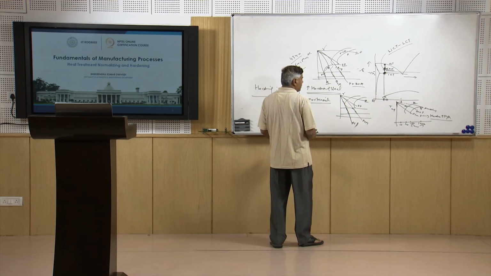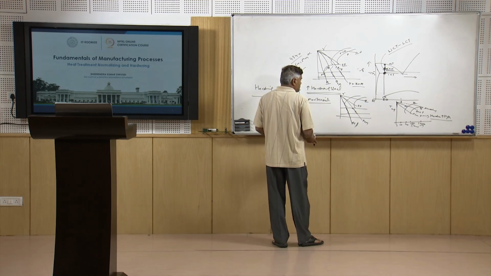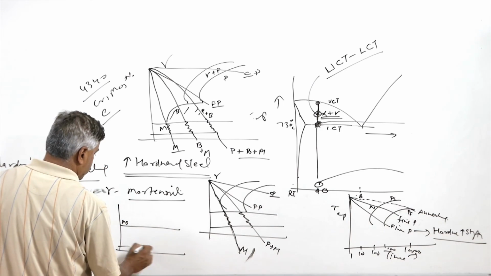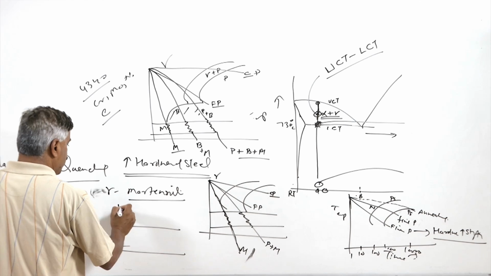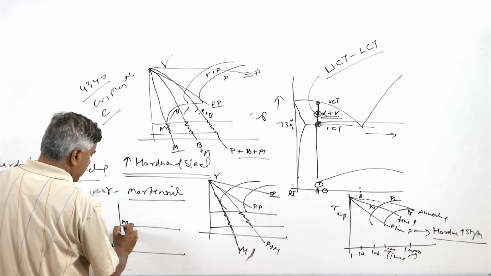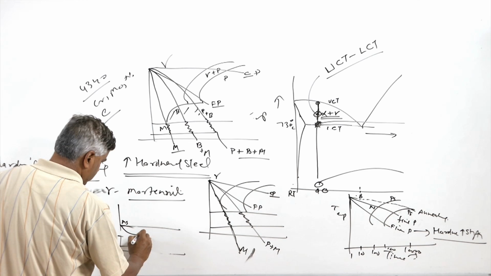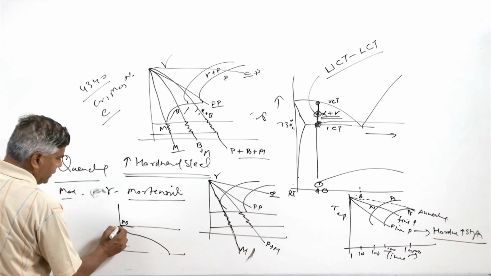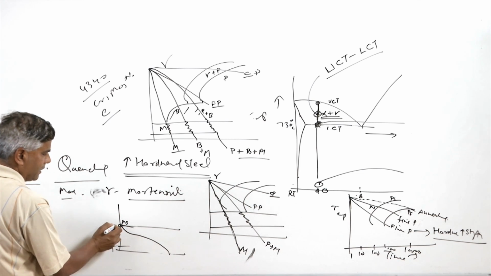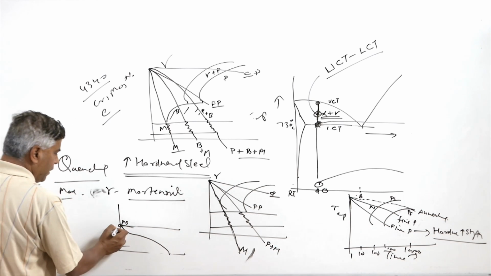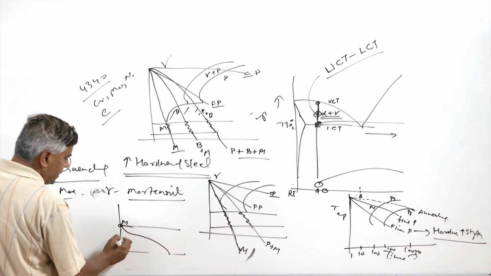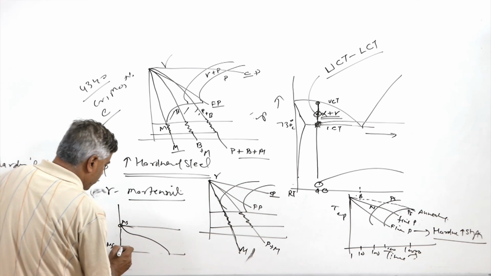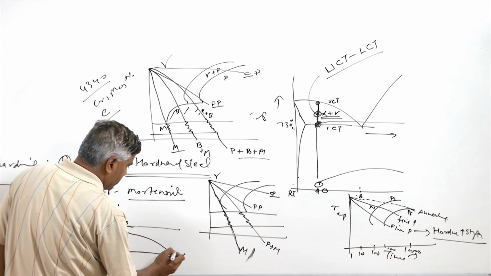Again, the complete transformation will depend upon the temperature of the quenching. For example, this is the MS temperature where martensitic transformation will start, and this is the MF temperature. If the quenching temperature is just at the MS, then austenite is stable, but as soon as the quenching temperature is reduced below the MF temperature, the martensite finish temperature, then the whole of the austenite will be able to transform into the martensite.